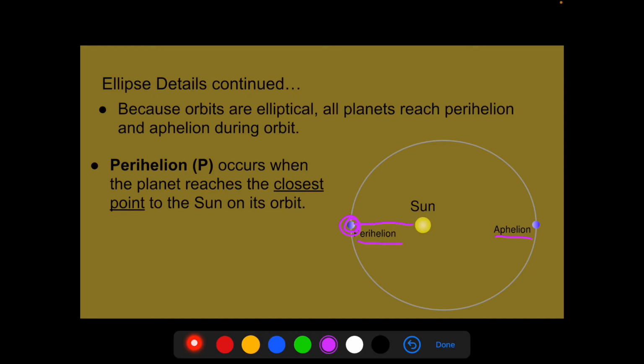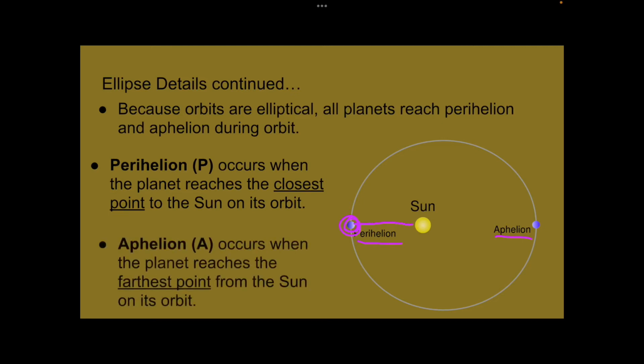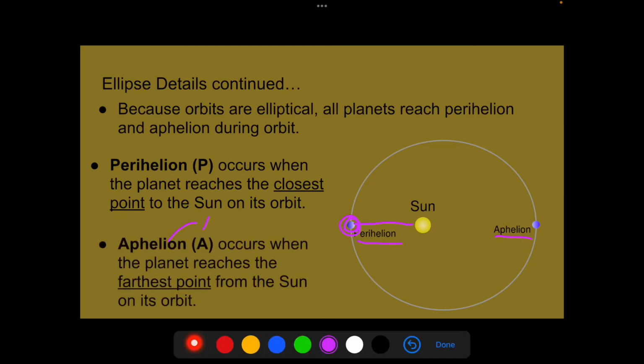And then the opposite is true when we talk about aphelion. Remember, aphelion means away. Aphelion means away. That's the farthest point away from the sun. So perihelion's all the way over here, aphelion's all the way over there. Perihelion's super close. Remember, A for away, aphelion, away, farthest point away from the sun.